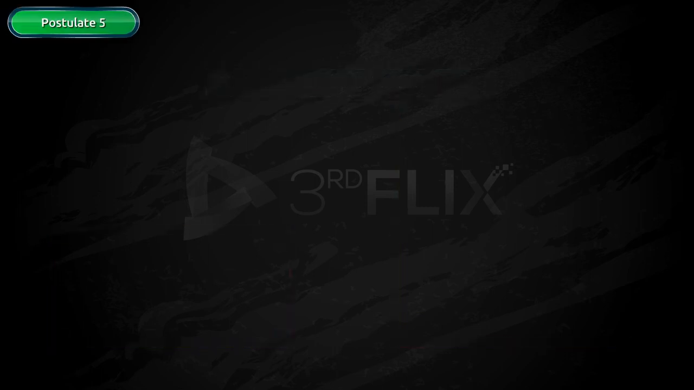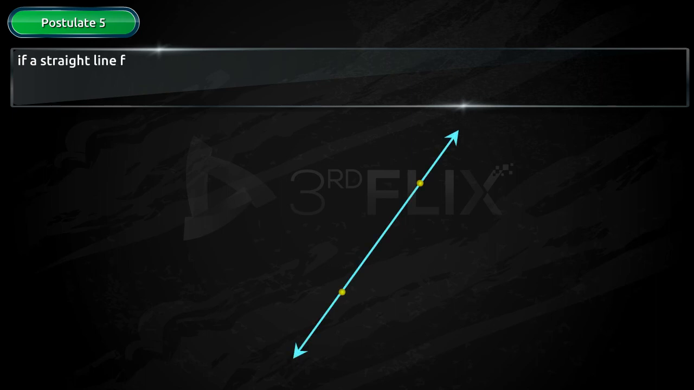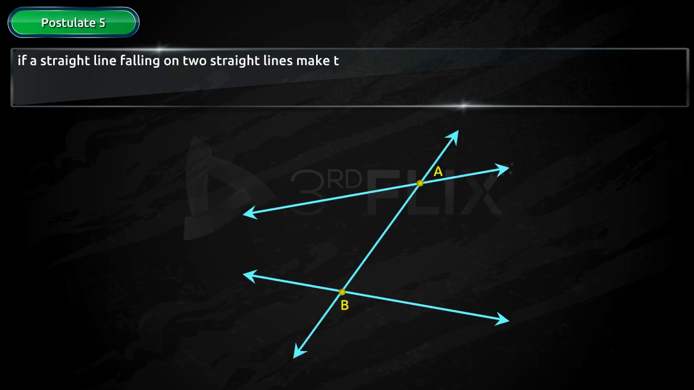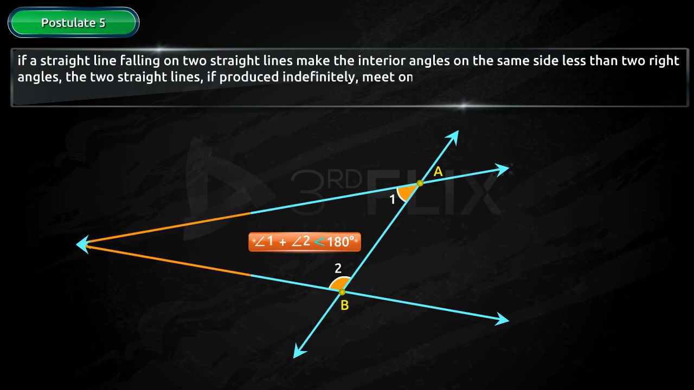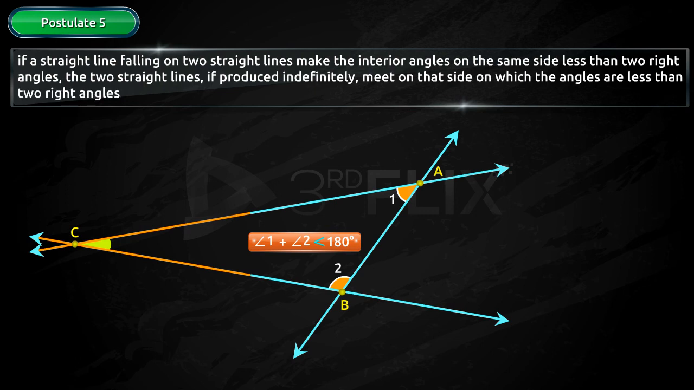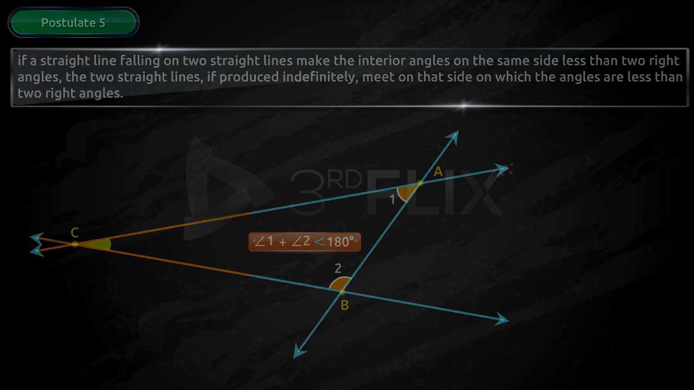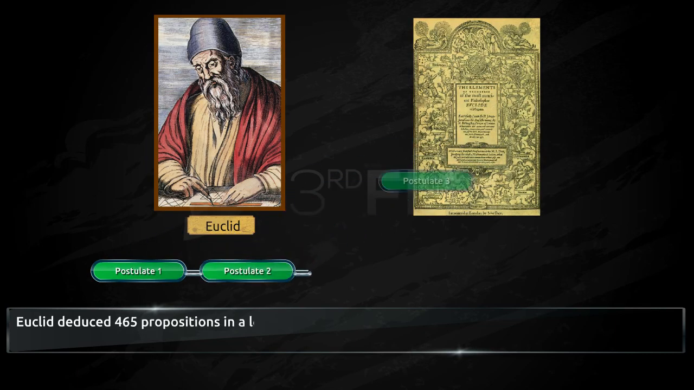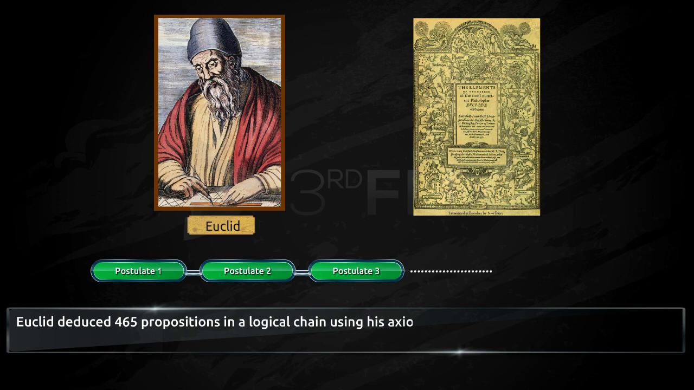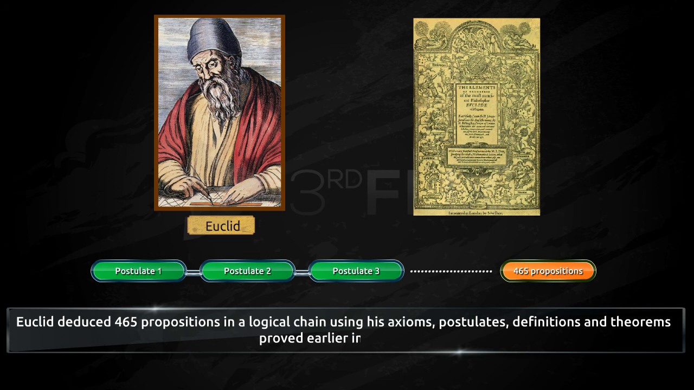Postulate 5. If a straight line falling on two straight lines makes the interior angles on the same side less than two right angles, the two straight lines, if produced indefinitely, meet on that side on which the angles are less than two right angles. Euclid deduced 465 propositions in a logical chain using his axioms, postulates, definitions, and theorems proved earlier in the chain.